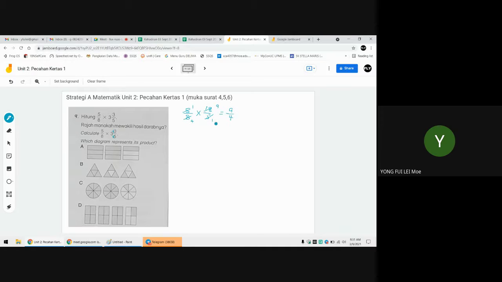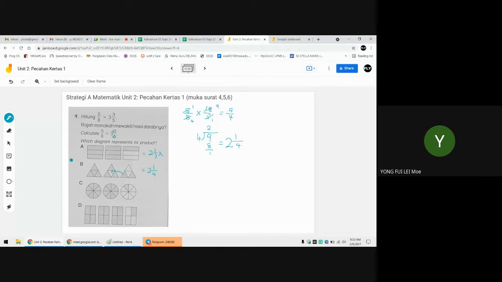You have to change it to a mixed number. 9 over 4 is also 9 divided by 4. 4, 2, 8. So your answer is 2, 1 over 4. So which one is 2, 1 over 4? This one is 2, but this is 2, 1 over 3. Look at this, 2, 1 over 3. So this is not the answer. You have to transfer this to here, so it will become 2, 1 over 4.